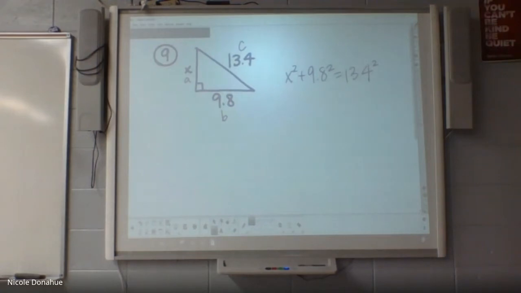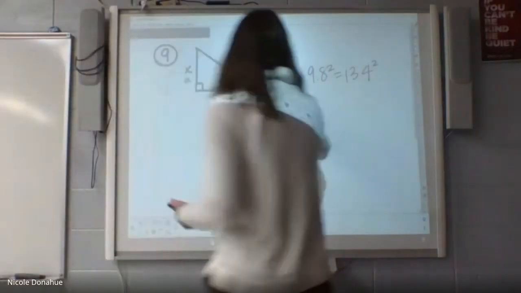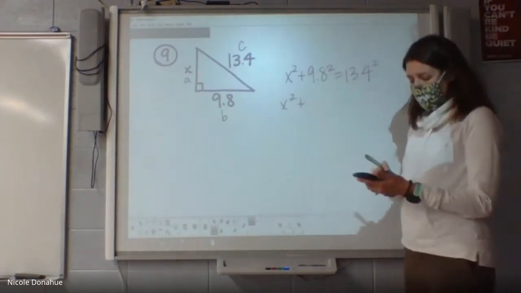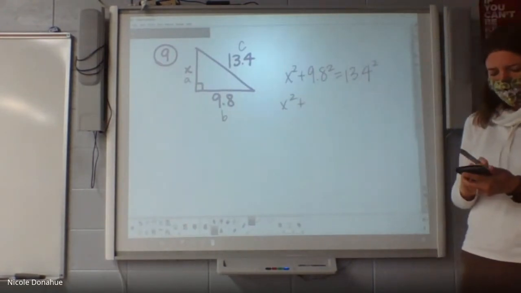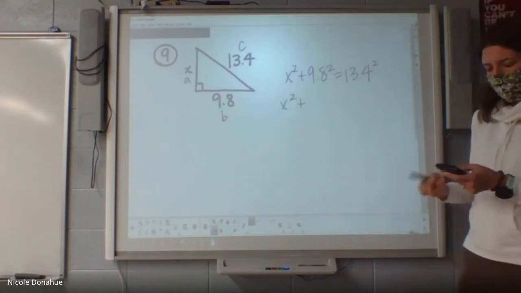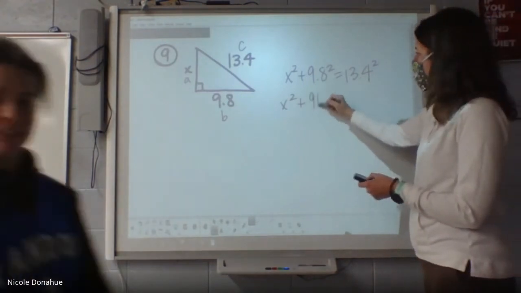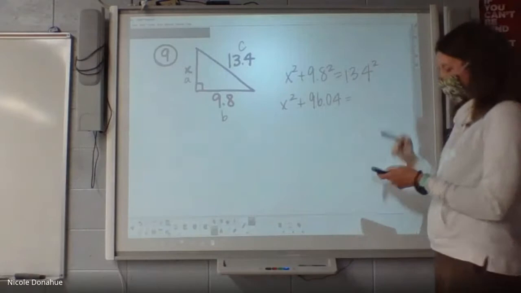Now something like this, we won't want to simplify a radical because it's already a decimal. And I would suggest trying not to do much rounding. So one of the things when I do this, I try to keep as much of my calculator as I can. It's only in your class that my voice does that, I swear. So it's 96.04.